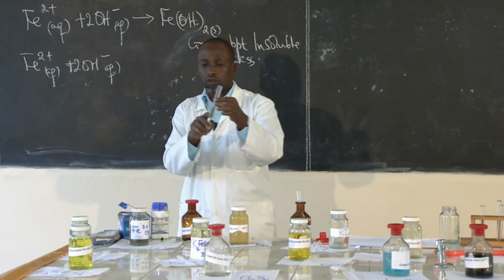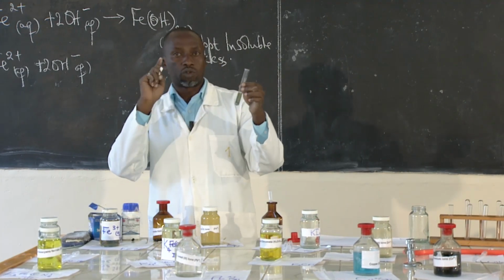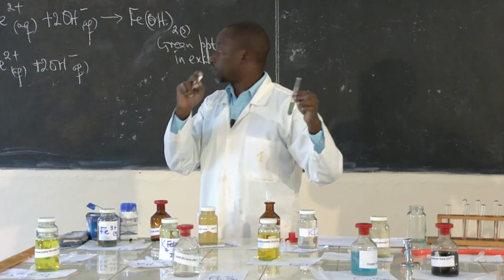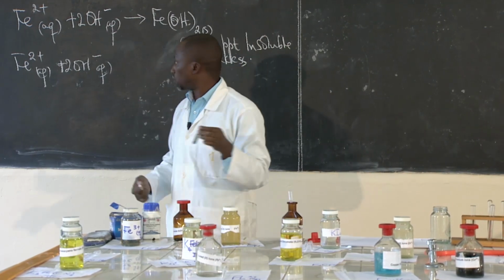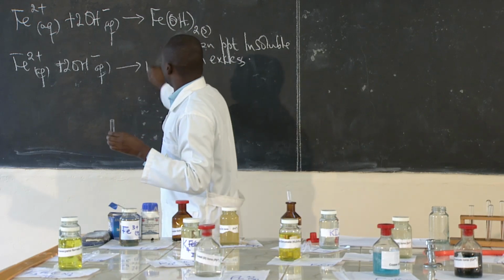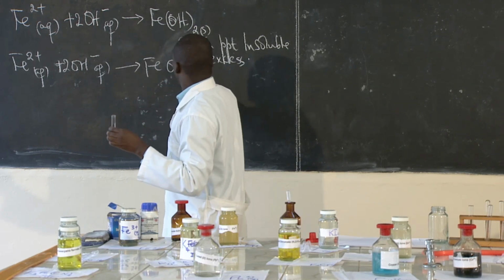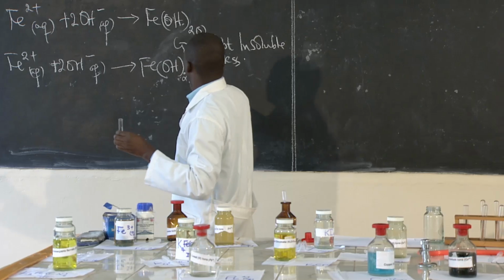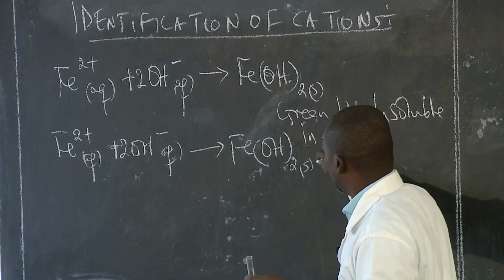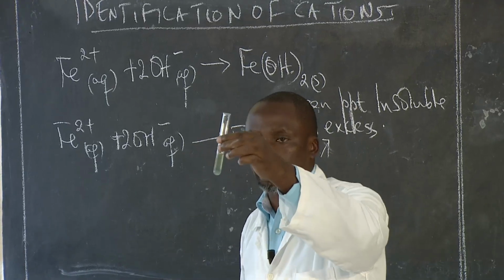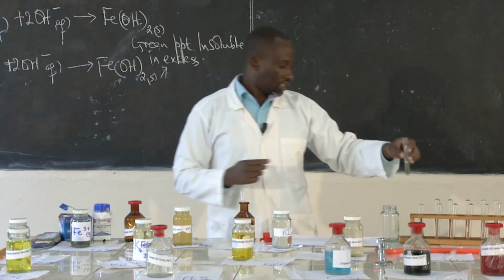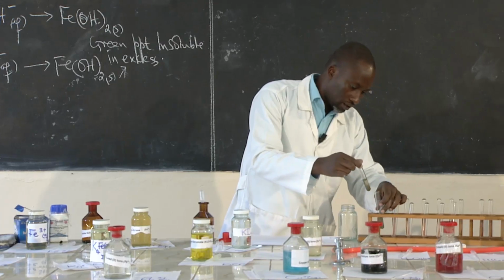But this time, the hydroxide ions are not coming from sodium hydroxide. They are coming from ammonia solution. Ammonia solution is ammonium hydroxide. So this still forms the same precipitate, which is green precipitate, and it is insoluble in excess. So let's see what will happen later.